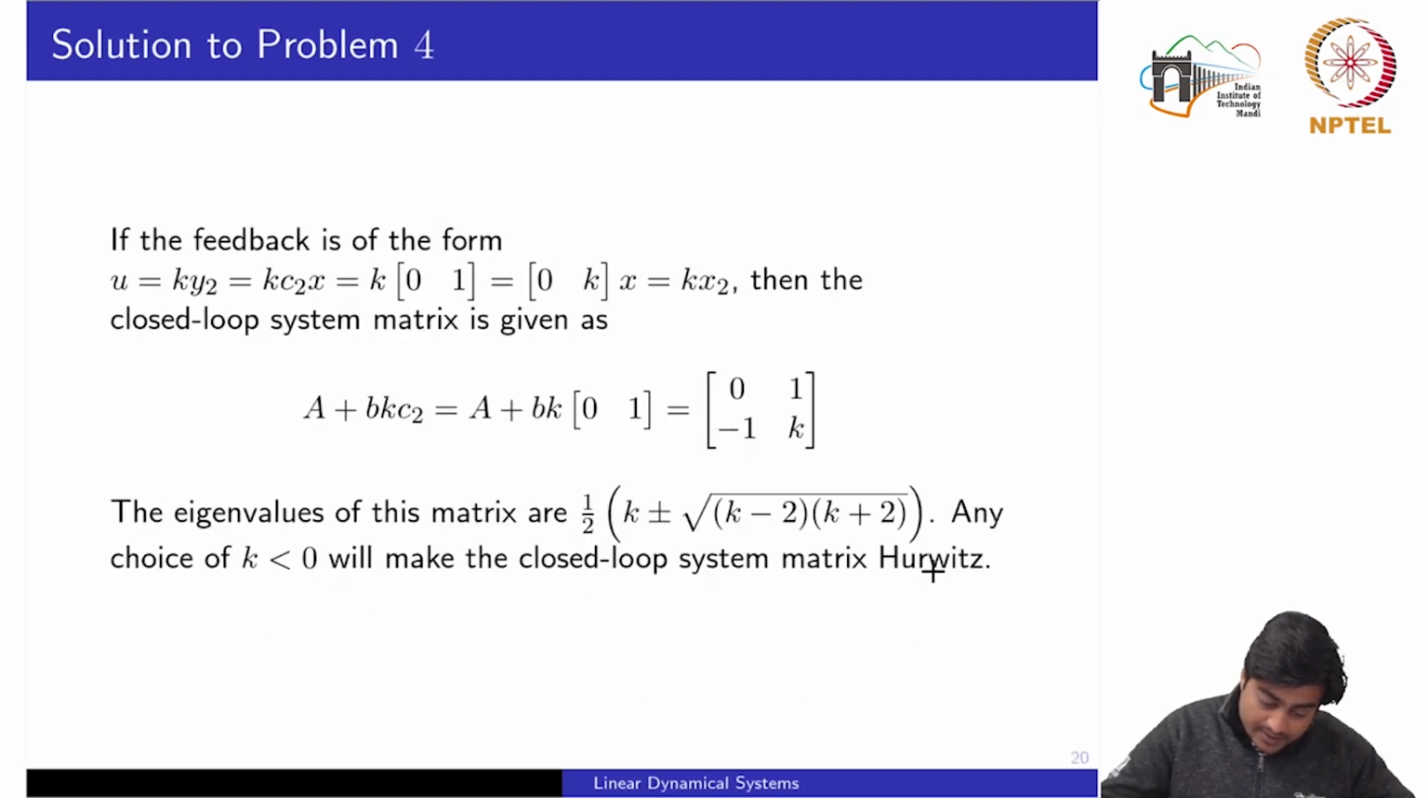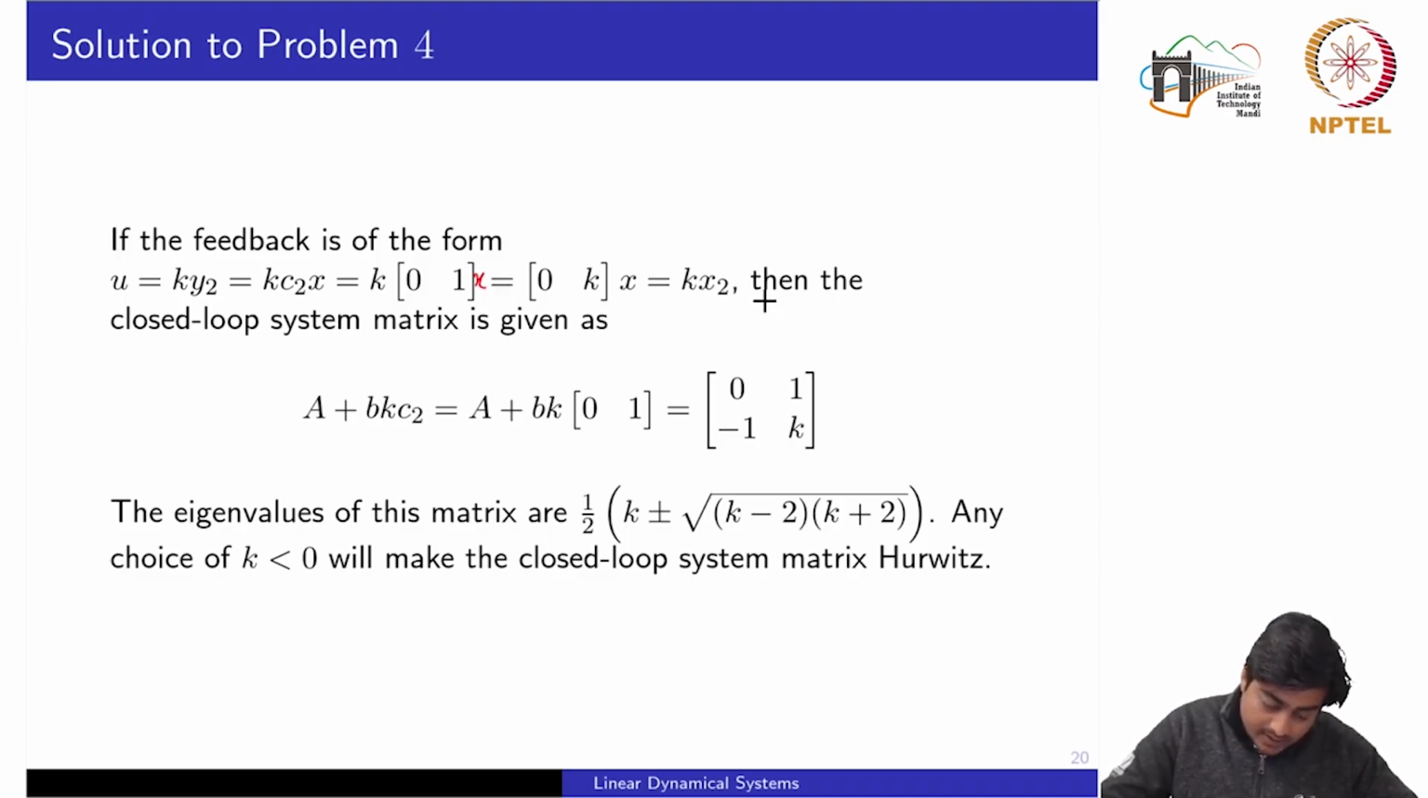Now consider the second case, where instead of feeding back the state 1 or the first state, we want to feed back the second state. Okay, so let's see. So now the control law would become u = Kx2 finally, because the C matrix or the C vector has been changed to [0 1]. So here we should have x.